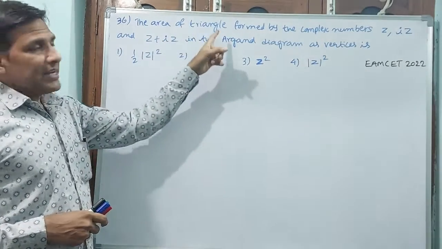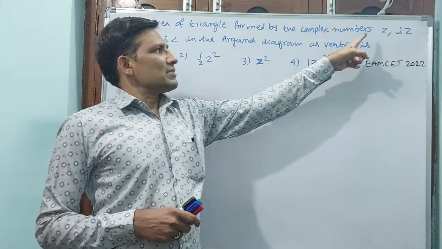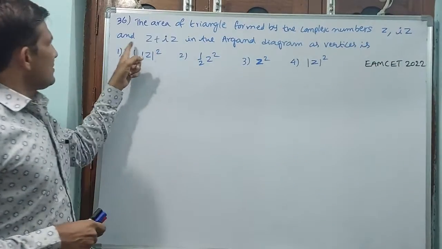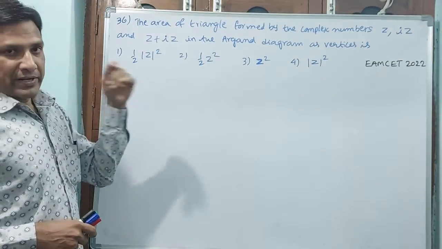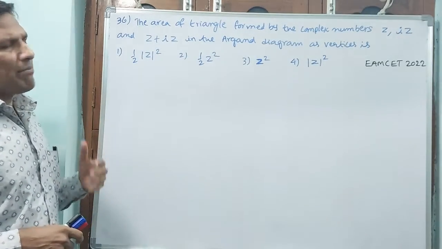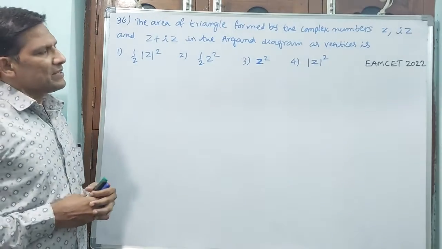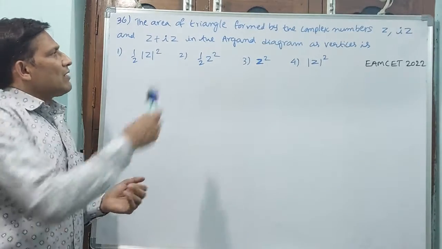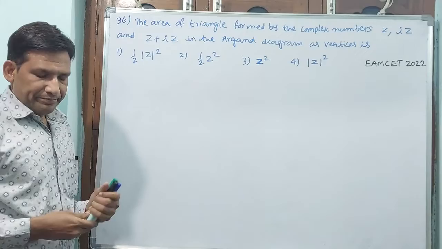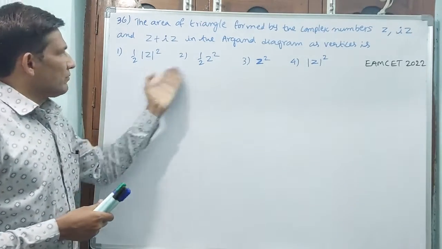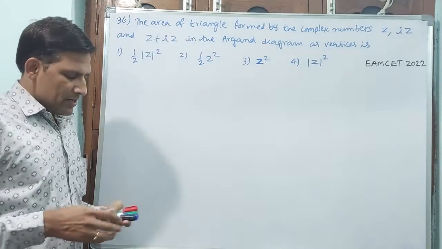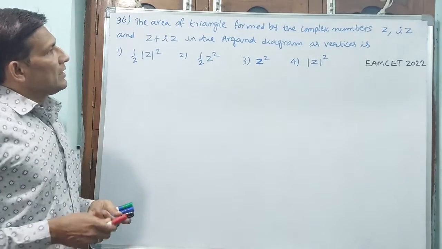The area of the triangle formed by the complex numbers z, iz and z plus iz in the Argand diagram as vertices. 3 points we can take as vertices for a triangle, and we will find the area. Then we have to see which answer is going to come right. Okay, let us proceed further.